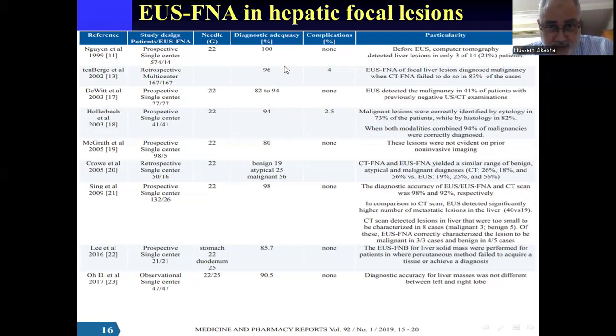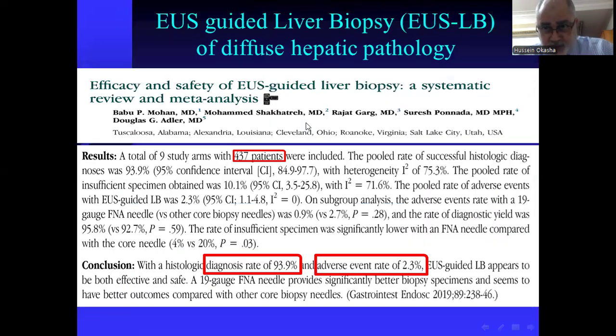And most of the articles in the literature agree with us that the diagnostic adequacy of EUS-FNA of hepatic focal lesions is very high: 100%, 95%, 94%, 94%. So the accuracy is very high in obtaining enough tissue. EUS can also be used in obtaining biopsy from diffuse liver pathology, not only from focal lesions. And now this is the trend, to do it by endoscopic ultrasound, despite being expensive.